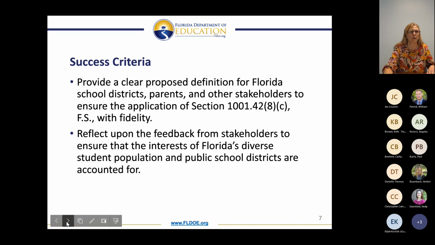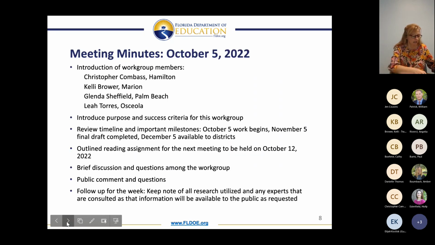So that will allow us to move into our meeting minutes from last week. If you see that I've missed anything, I would certainly appreciate a reminder. These are high level minutes, certainly not detailed in any way, but we did have the introduction of work group members last week. Christopher Combass from Hamilton, Kelly Brower from Marion, Dr. Glenda Sheffield from Palm Beach, and Leah Torres from Osceola.